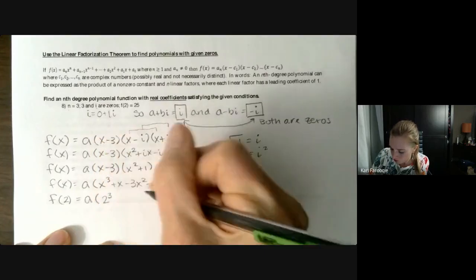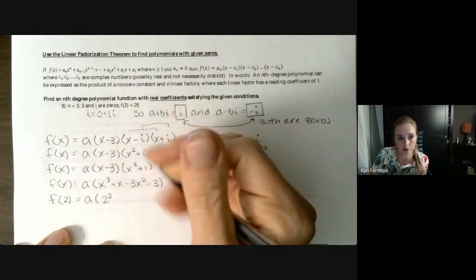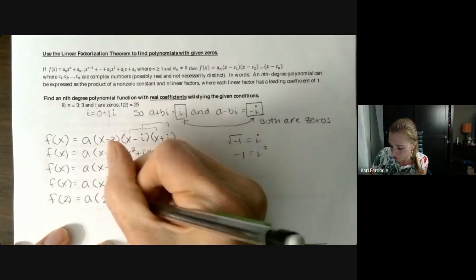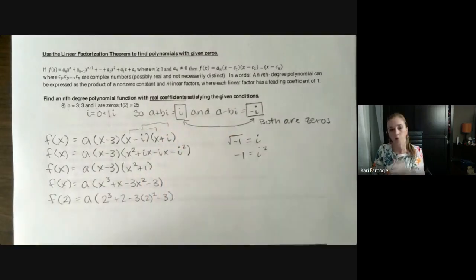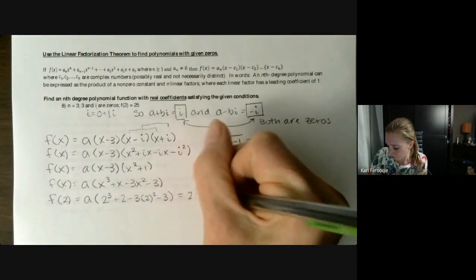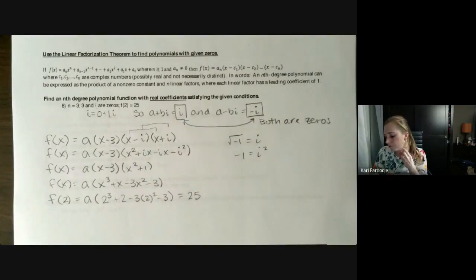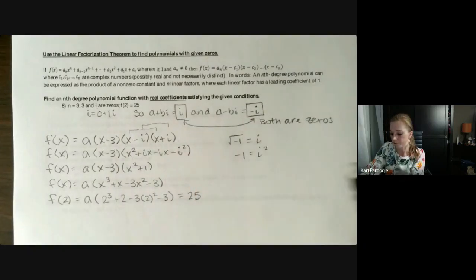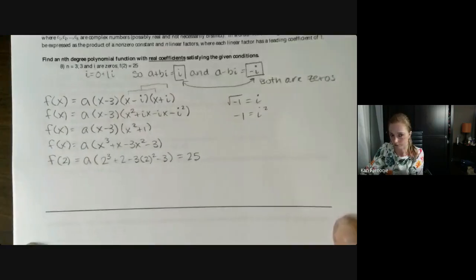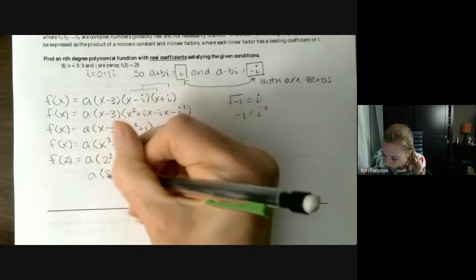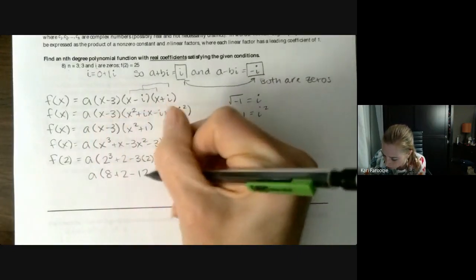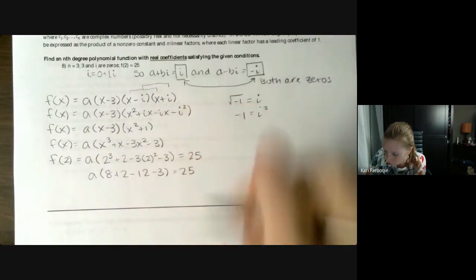You don't have to use parentheses in this case if you don't want to, since we're only evaluating at a positive number. Everywhere you see x, swap it out with 2. And then once we get that value, we'll set it equal to 25. So you have a times 8 plus 2 minus 12 minus 3 equals 25.